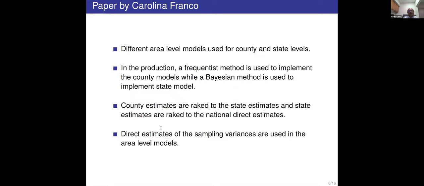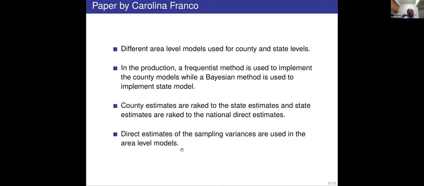Okay, so now the paper by Carolina Franco of the Census Bureau. Here, different area level models are used for county and state levels. Area level means that you model the survey statistics. And this is a follow-up of the landmark paper by Fay and Herriot, who used an area level model to produce small area estimates of per capita income for small places. In the production of this program, a frequentist method is used to implement the county models, while a Bayesian method is used for the state level.